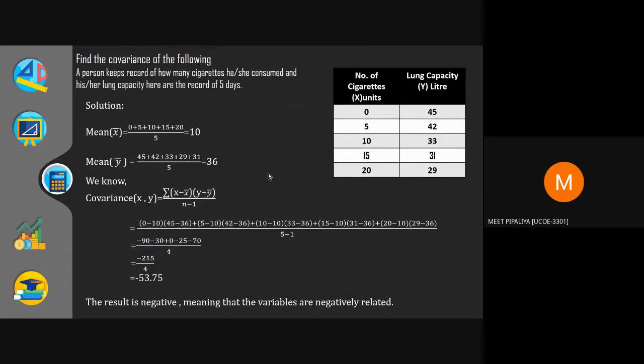So the simplification is minus 90 minus 30 plus 0 minus 25 minus 70, the whole divided by 4, which gives minus 215 divided by 4. So we get the value as minus 53.75. As we see that the value is negative, the graph will go downwards, and that means the lung capacity is inversely proportional to the number of cigarettes.